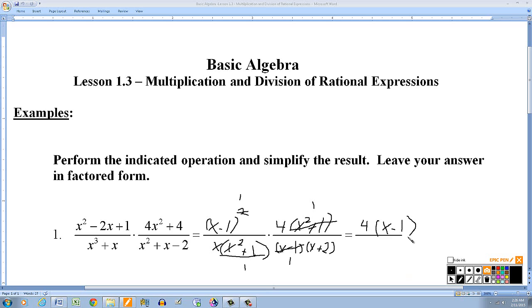Okay, denominator, I have x here, this becomes a 1, this is a 1, I got x plus 2. So I'm left in the denominator then for the answer with the factor of x and x plus 2.